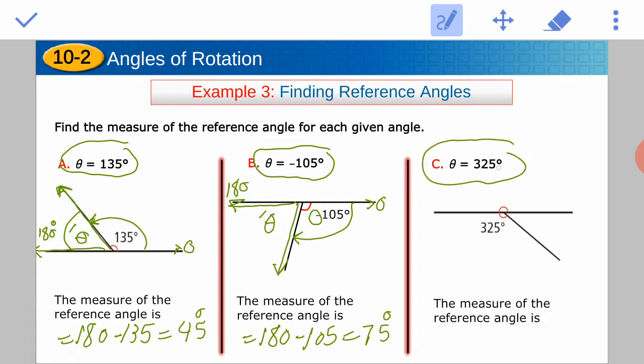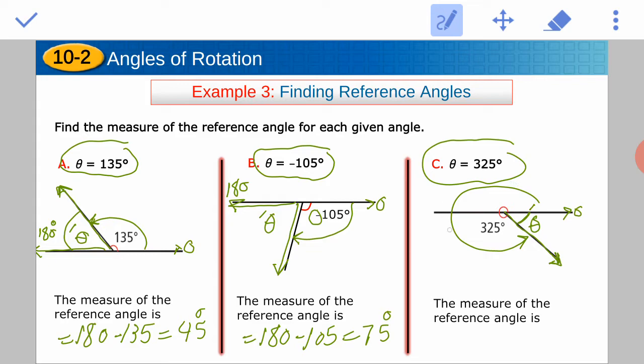Theta equals 325. So this is the initial side and this is 0. The rotation is this way, counterclockwise, because the angle is positive. So this is our angle and this one is going to be the terminal side. The reference angle is the angle formed by the terminal side and the closest x-axis. So this is our reference angle theta dash. We need to figure out the measure of this angle.